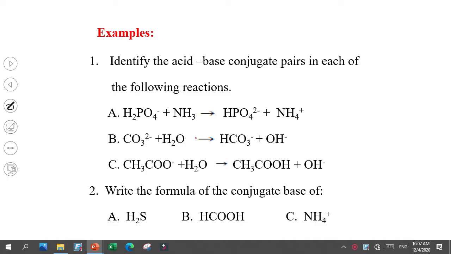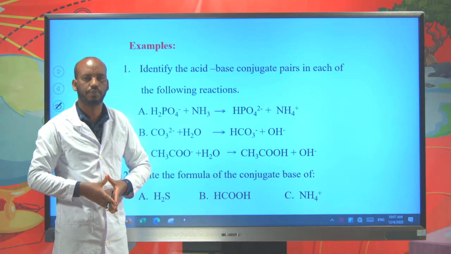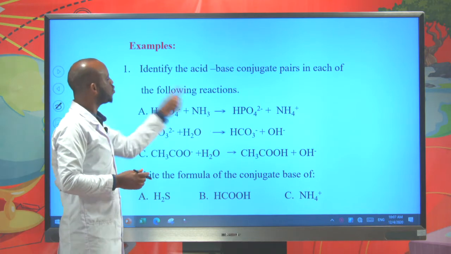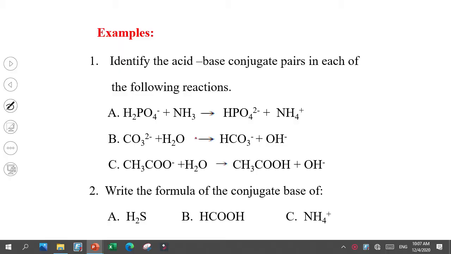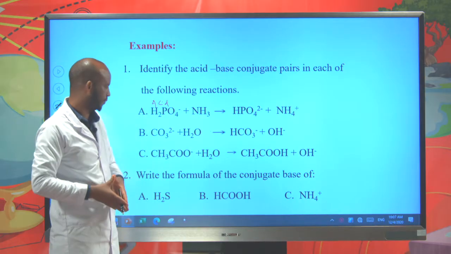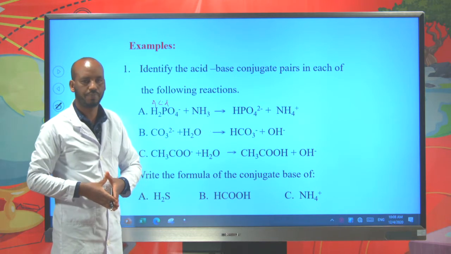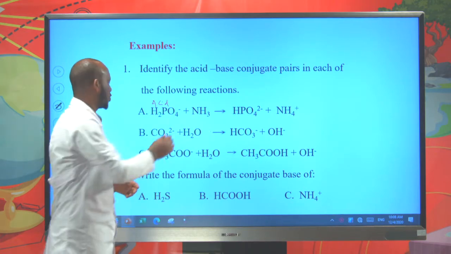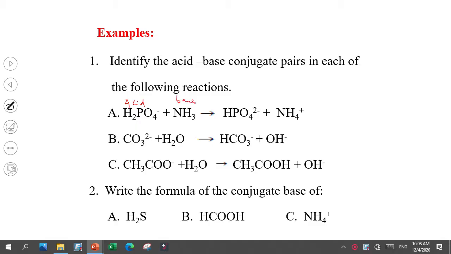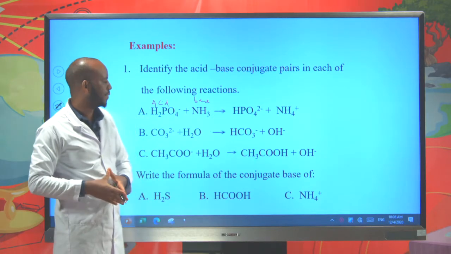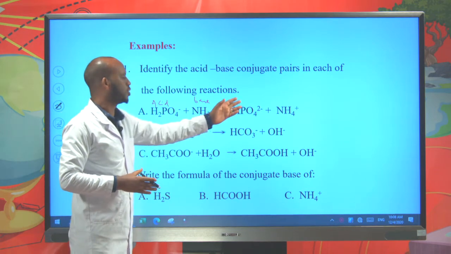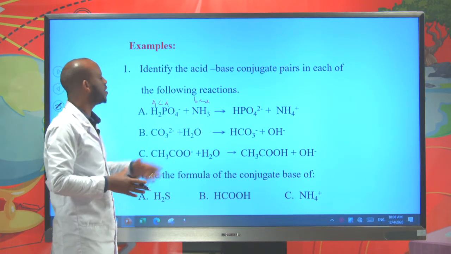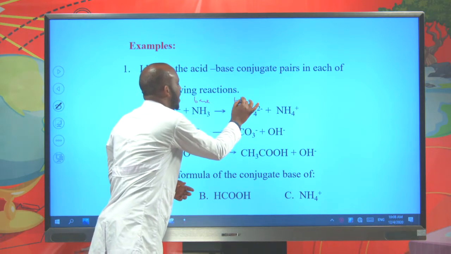Dihydrogen phosphate is a Bronsted-Lowry acid because it donates a proton to ammonia. Acids are proton donors. Ammonia is a base because it accepts a proton from dihydrogen phosphate. Hydrogen phosphate is the conjugate base of the acid dihydrogen phosphate.